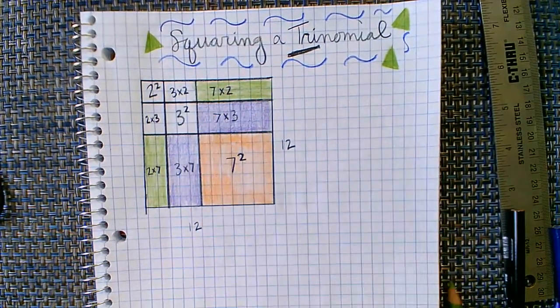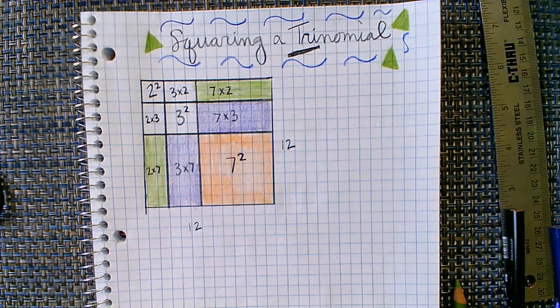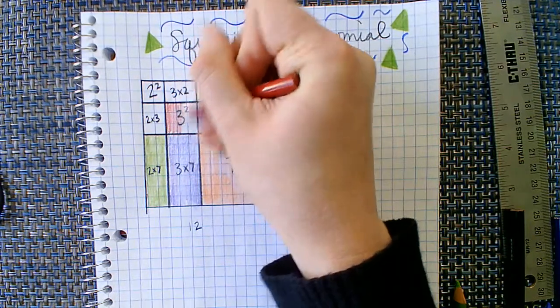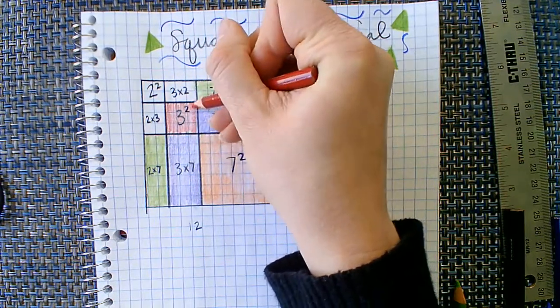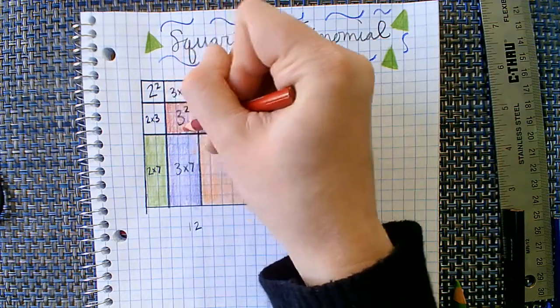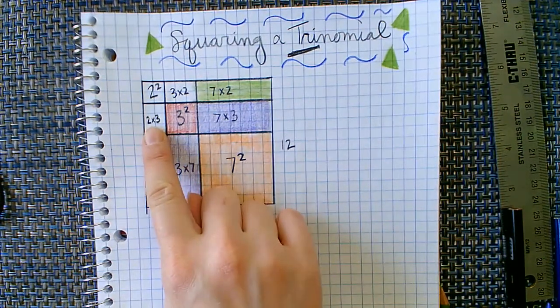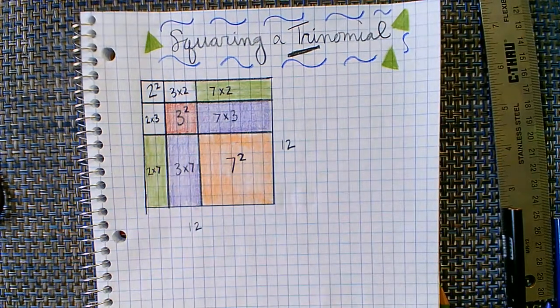All right, now let's pick another color. We've got, let's do red. 3 squared. I don't have any other 3 squares here, do I? Nope. And then I've got a 2 by 3, which I'm going to color pink.